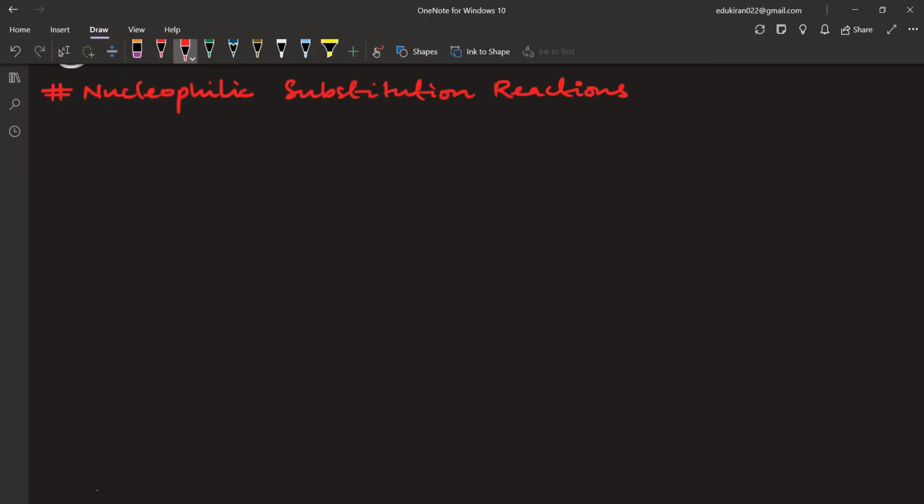Nucleophilic substitution reactions. Nucleophilic substitution reaction is abbreviated as SN. S, and there is a subscript. When you write x square, this is a superscript. And if you write x and there is a 2 here, it is known as subscript. So SN, n is in the subscript.